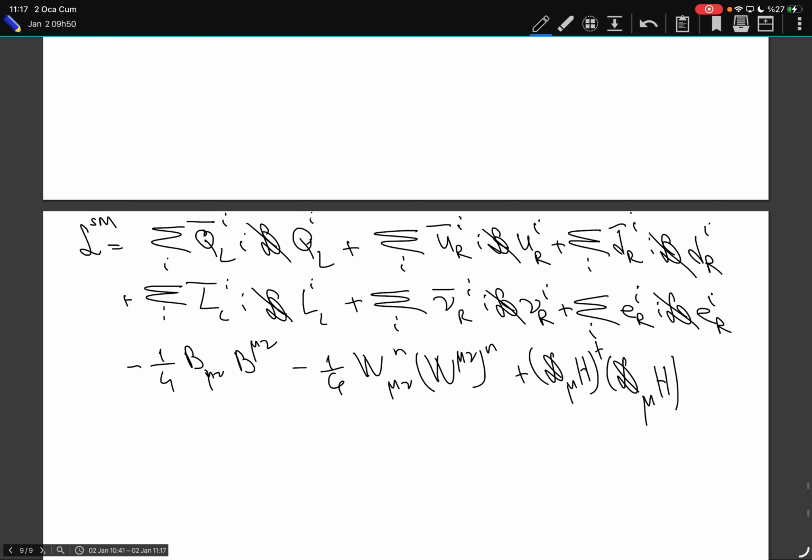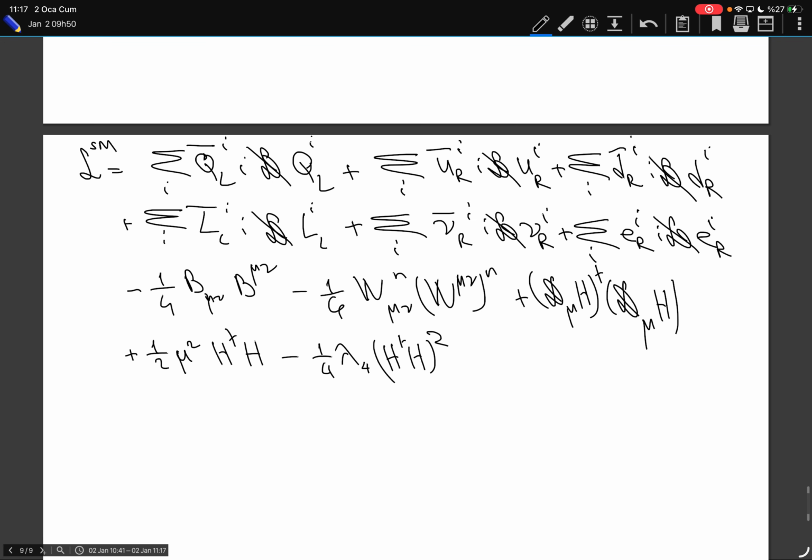I have to subtract the potential term, which I will write as plus 1 over 2 mu squared H dagger H minus 1 over 4 lambda 4 H dagger H squared. I will come in a moment to why I define this as the potential. This line is minus the potential of the Higgs. This is the kinetic energy of the Higgs. This is the potential of the Higgs.